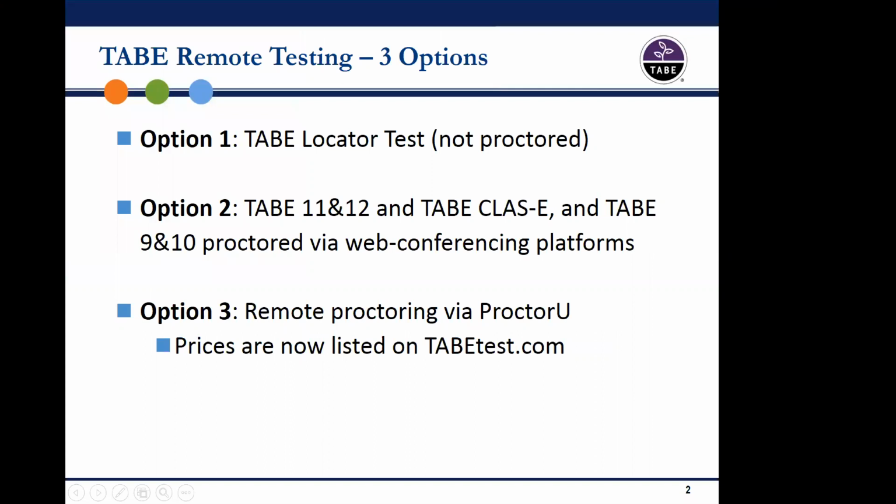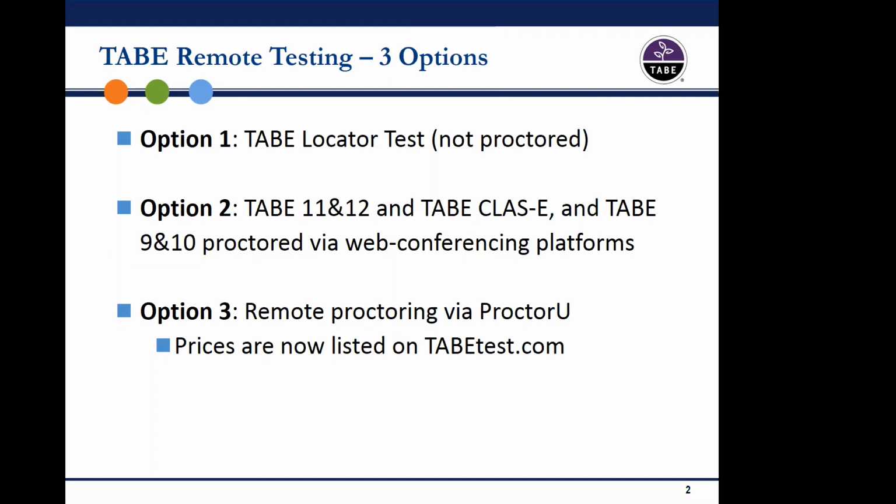Talking about remote testing, there are 3 different options for TABE 11 and 12. The first 2 options are related to each individual program doing their own proctoring, and option 3 is having a vendor do the proctoring. So we'll break it out that way: using your own staff for proctoring or using a vendor for the proctoring.